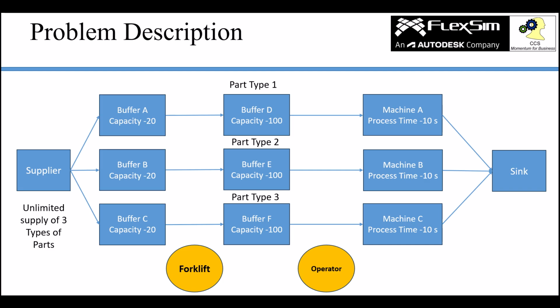From storage areas D, E, and F, the parts are taken for processing by an operator. Once a part is unloaded at the processor, the operator assists in processing it. The processing time for each part is 10 seconds. After processing, the parts flow to the sink.